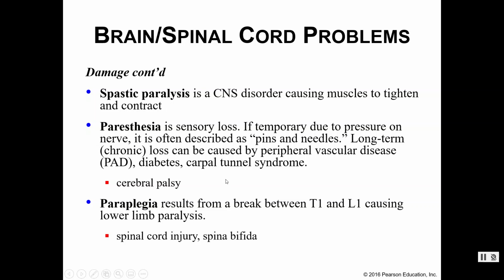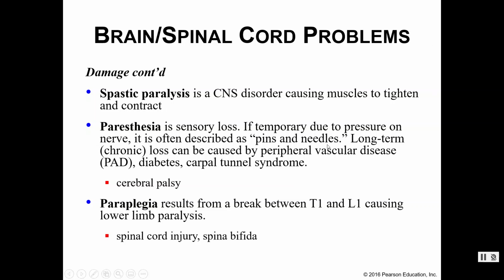Paresthesia is the first one we've really mentioned that's not involved in movement. This one is sensory loss. This one can be temporary or it can be chronic. If it is temporary, then you have probably put excess pressure on a particular nerve and it results in that pins and needles feeling. So a lot of times people will describe this and they'll say things like, oh, my leg's asleep, my foot's asleep, my arm's asleep, something like that.